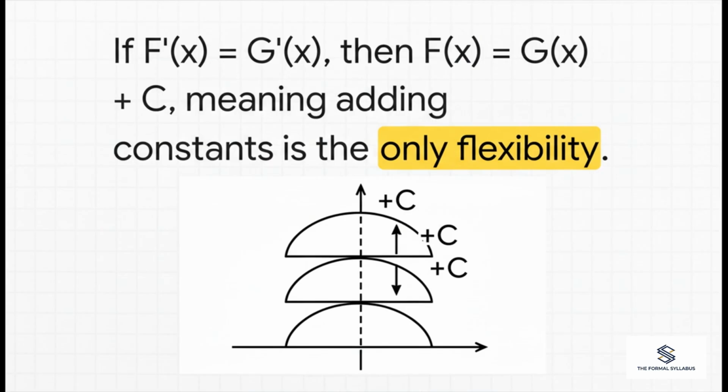So this brings up the idea of uniqueness up to a constant. If two functions have the exact same rate of change everywhere, they are, for all practical purposes, the exact same function, just shifted vertically by some constant c. Adding and subtracting constants is literally the only flexibility we have when finding different antiderivatives of the same function.